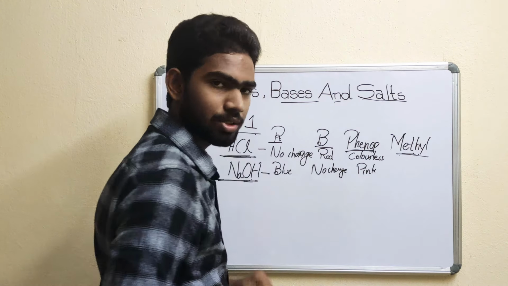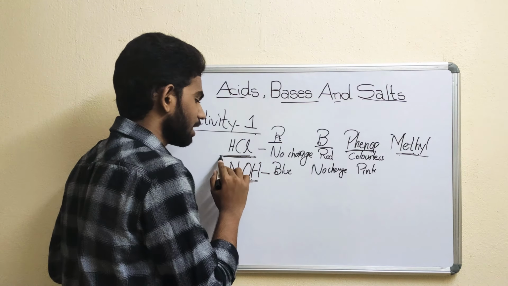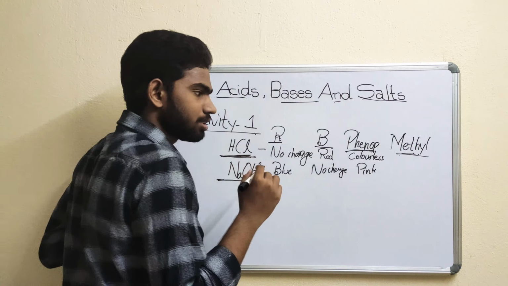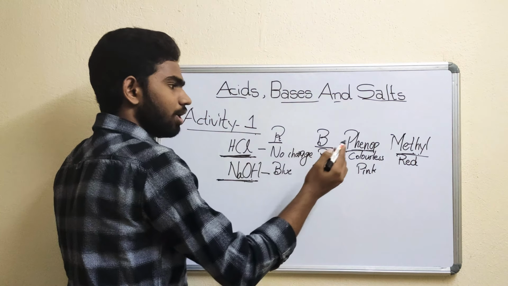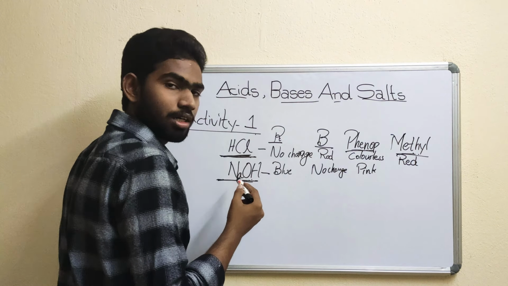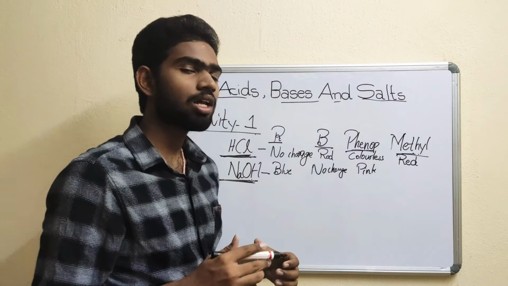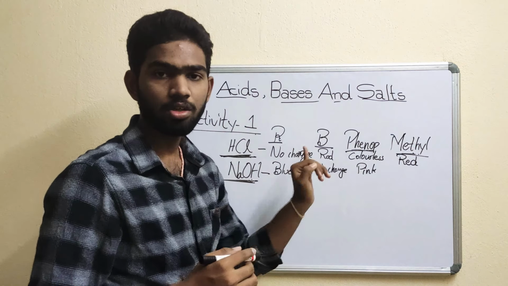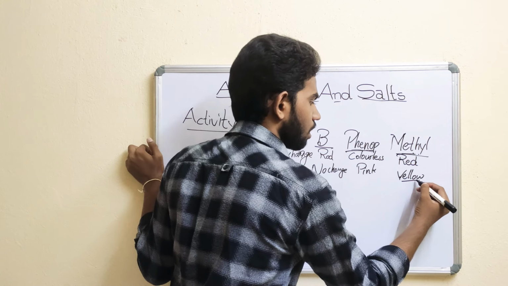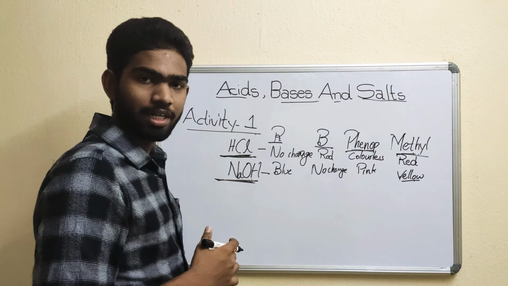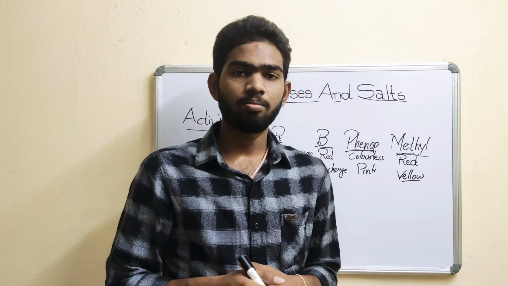Methyl orange indicator is also a synthetic indicator. When methyl orange indicator is added to HCl, an acid, it turns red. When a few drops of methyl orange indicator are added to NaOH solution, as it is a base, it gives yellow color. This is the first activity. There are some more acids and bases in the textbook; they must be answered by you.